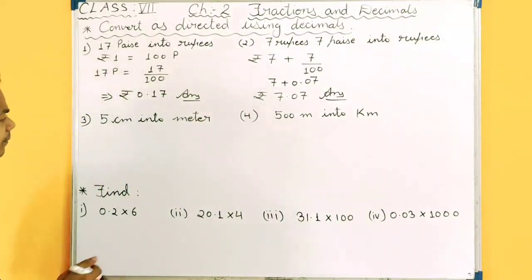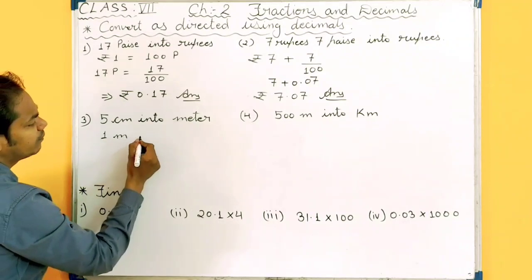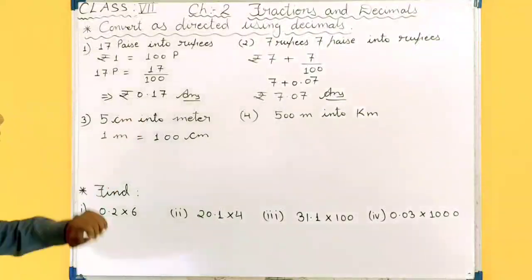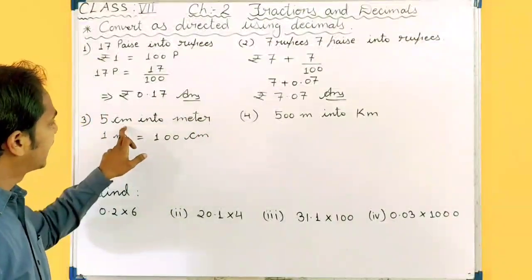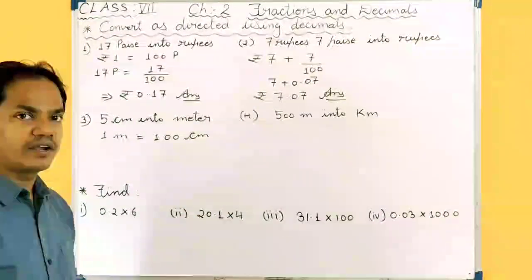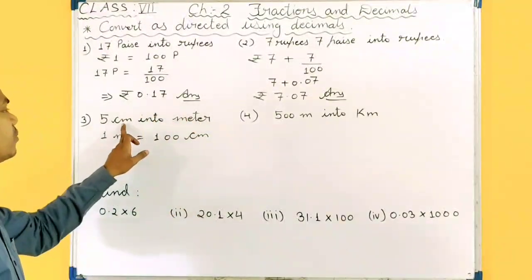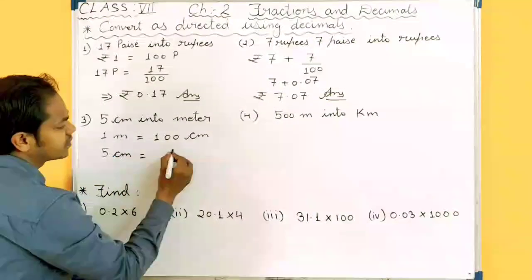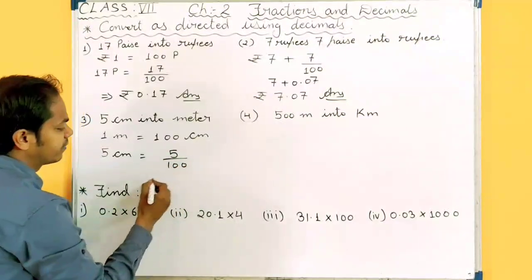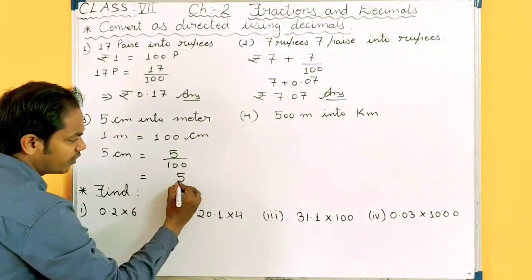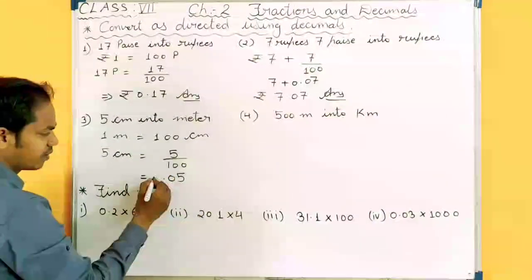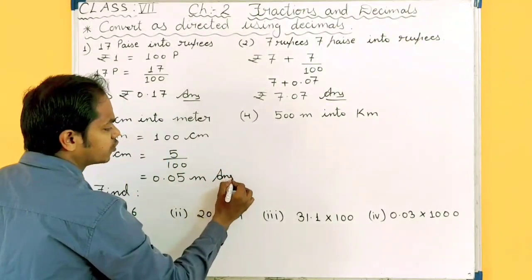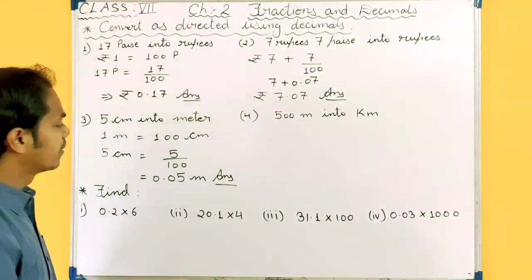5 centimeter into meter. We know that 1 meter is equal to 100 centimeter. Again same thing. To convert centimeter into meter, divide it by 100, and to convert meter into centimeter, multiply it by 100. So 5 centimeter is equal to 5 upon 100 meter. So 2 zeros. So after 2 values from right hand side I will mark point. 0.05 meter. This is my solution.